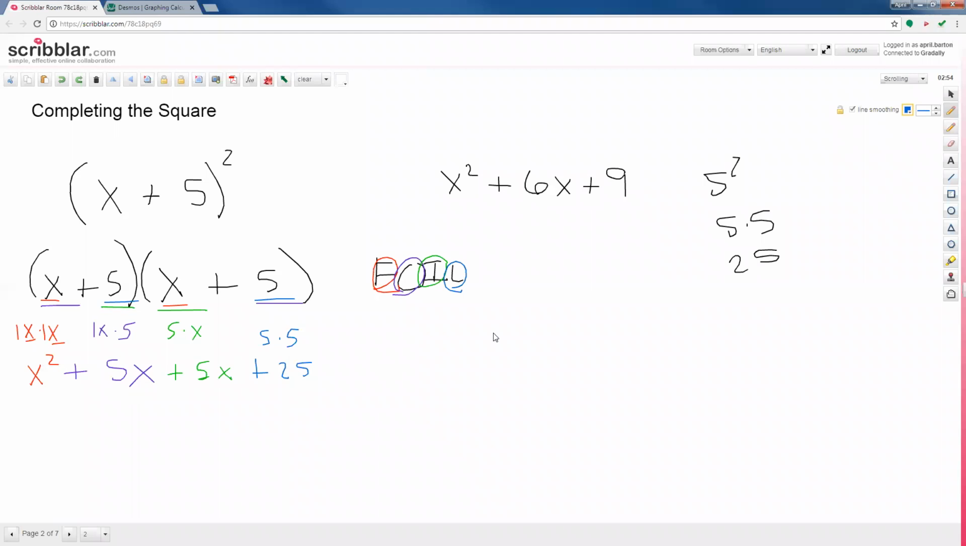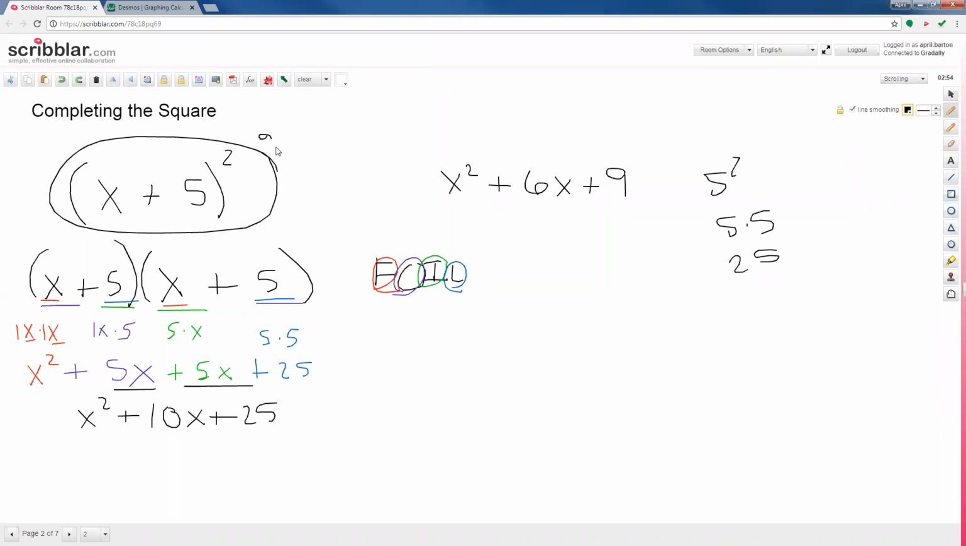So when we combine this together, now we get x squared plus 10x plus 25. This combines together to give us this trinomial. So the whole point of doing that is because completing the square, that's our ultimate topic right now. When you're completing the square, you want to take something and get it back to this format. We want it to look like this.